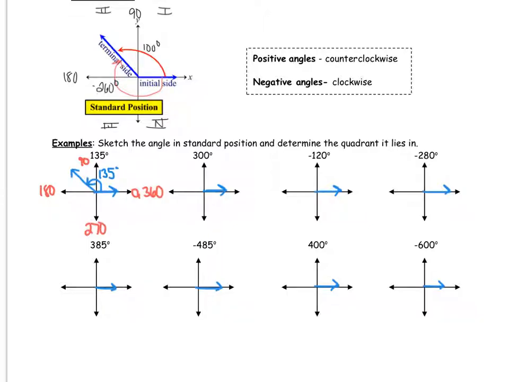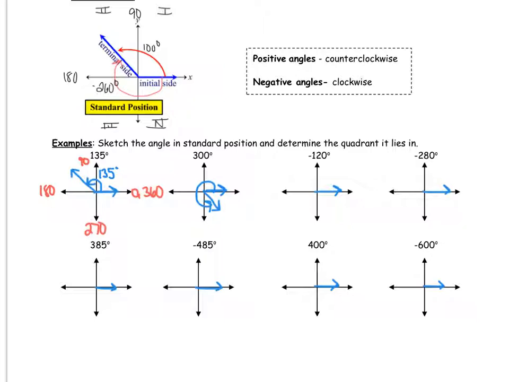All right, the second one. I'm not going to rewrite all of these angles again, but if you need to, you can. So where would 300 be? It looks like 300 would be between 270 and 360, so it's going to end in quadrant 4. Again, the angle is drawn counterclockwise. So we need all those parts: an initial side, a terminal side, and the direction in which it's going.